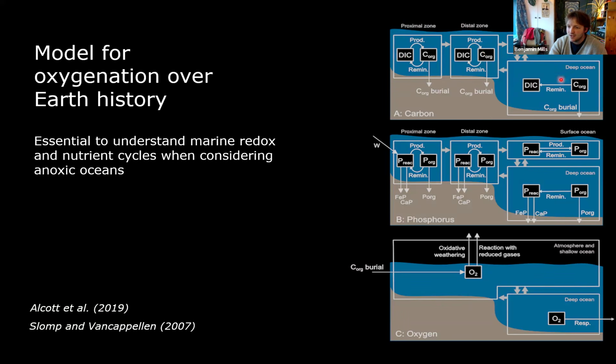The whole thing is built around a 4-box scheme where we have 2 boxes on the shelf, our proximal zone and our distal zone, an open surface ocean, and a large deep ocean reservoir. This is so we can approximate the idea that, of course, most biogeochemical processes are actually happening on the shelf. But this is a huge reservoir of things like oxygen. So here's our carbon cycle.